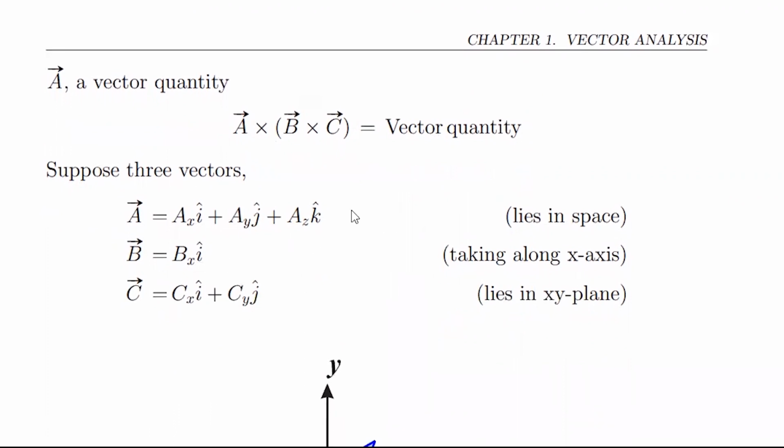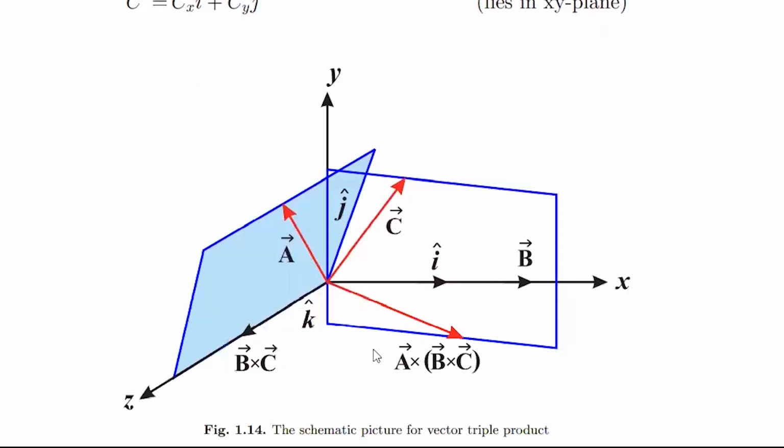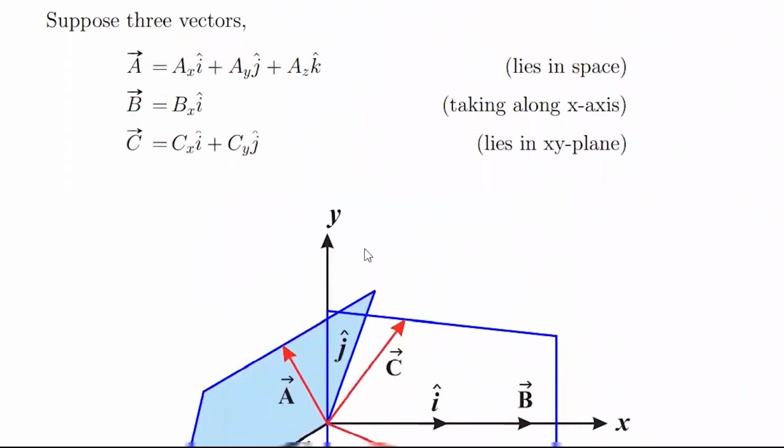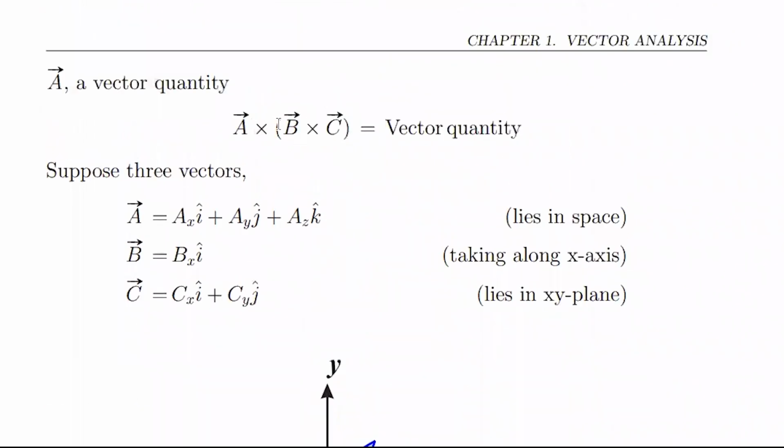Now, mathematically, this product can be interpreted as: we need at least two planes, because here a two-time multiplication process is involved. Like this one, B cross C. First of all, we will multiply B cross C, and the resultant of B cross C will be multiplied with vector A.